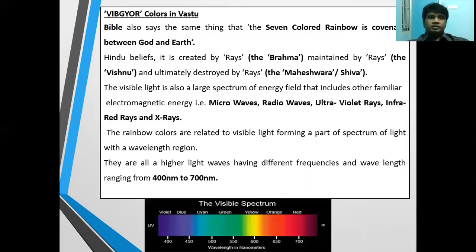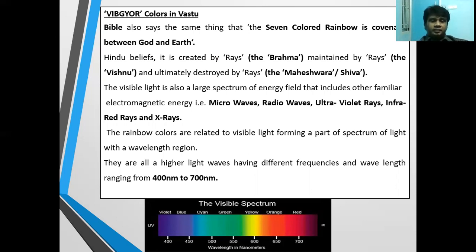Now, VIBGYOR, colors in the Vastu. How are the colors applied in the Vastu? Normally, we show the VIBGYOR as a rainbow, a 7-color rainbow. In the Bible, they say the 7-color rainbow is a covenant between God and the earth. In Hindu beliefs, it is related to Brahma, Vishnu, and Shiva, so it is also related to God.